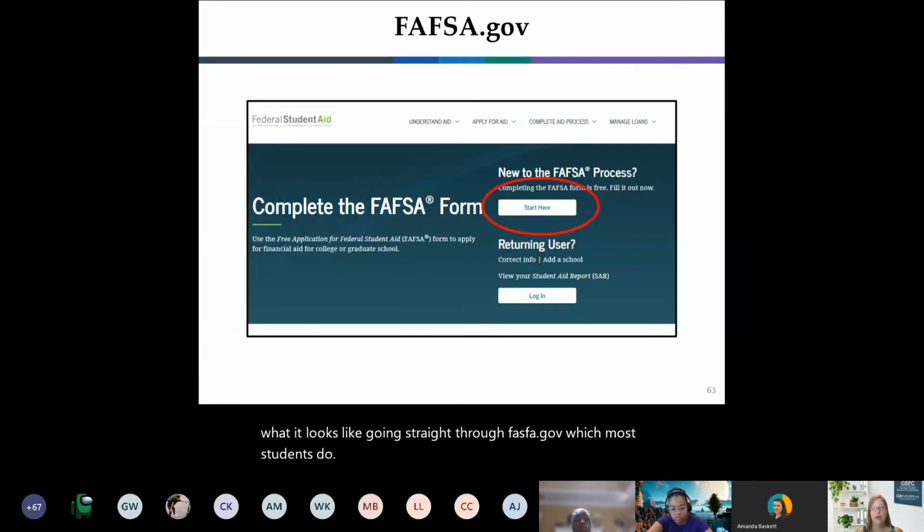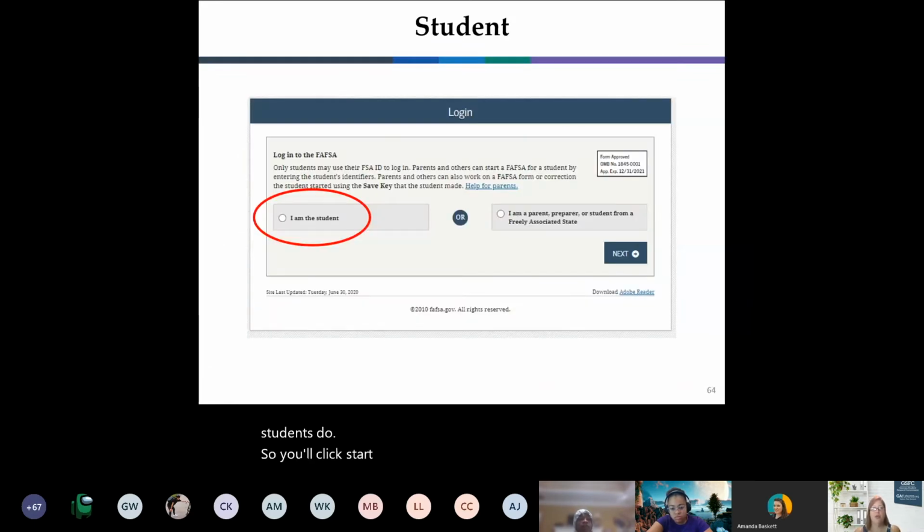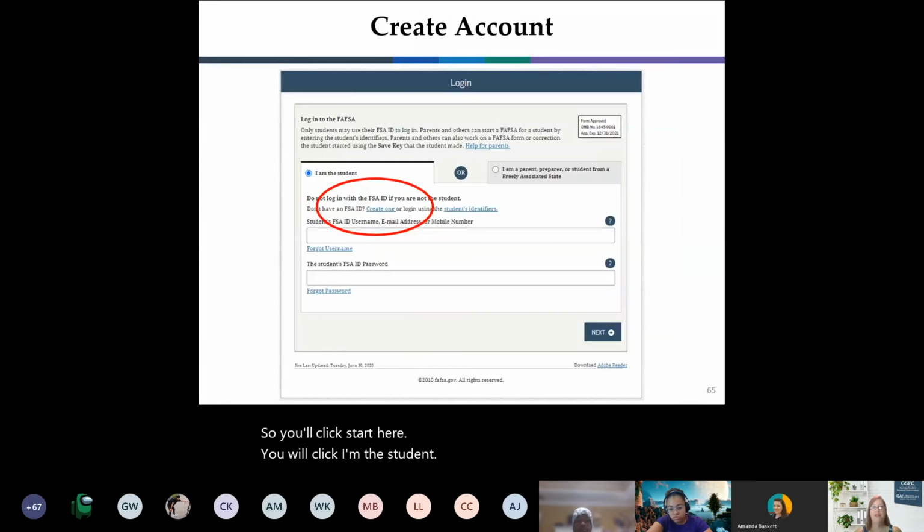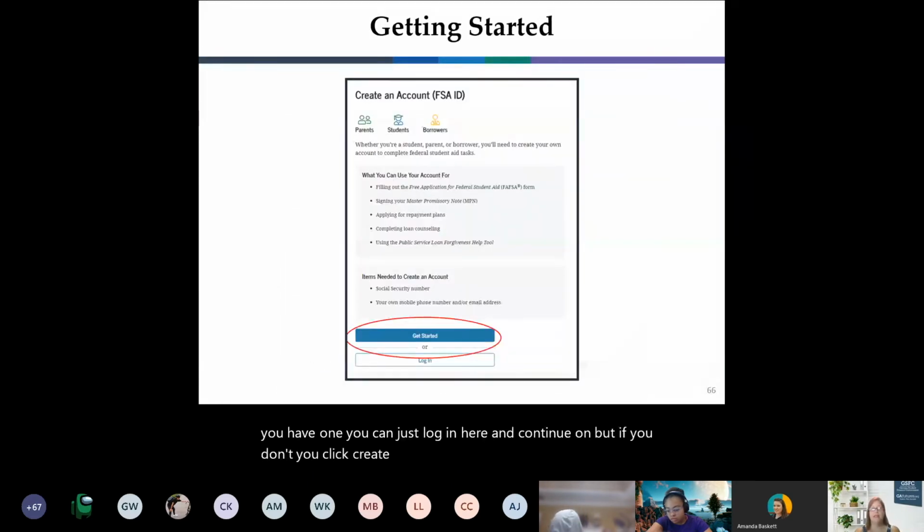So you'll click Start Here. You will click I am the student. And here's where you create your FSA ID. Now, if you have one, you can just log in here and continue on. But if you don't, you click Create One. It's going to look like this. On this Create an Account page, you click the Get Started button.